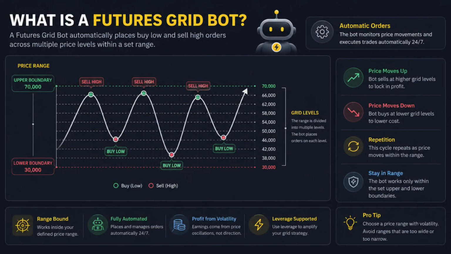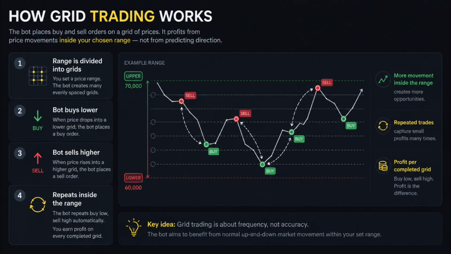What is a futures grid bot in crypto trading? A futures grid bot is a trading bot that automatically places buy and sell orders inside a chosen price range. The main idea is simple. Instead of opening only one trade and waiting, the bot divides a price range into many smaller levels, called grids. Then it tries to trade those price movements automatically.